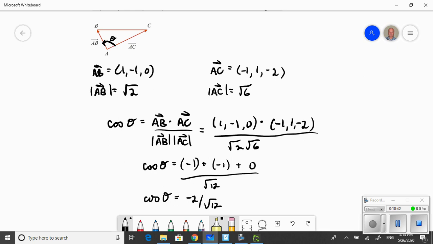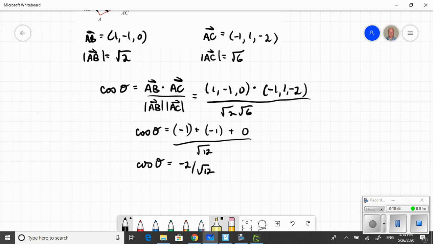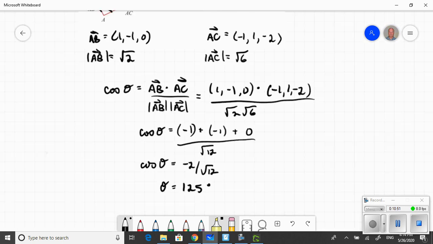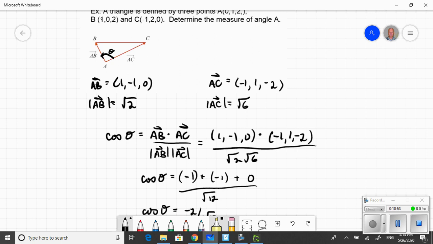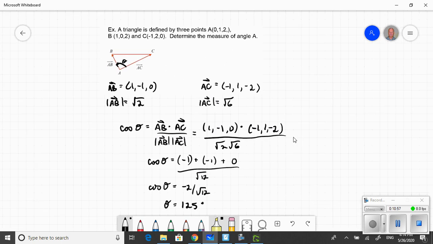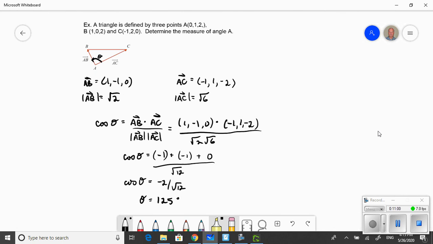If I do my inverse cosine, I get 125 degrees, and that's my angle between those two vectors. That's kind of what this looks like here. So, for given points of a triangle, we need to find the vectors that make up the sides, find the magnitude of the sides, find the dot product, and work through the cosine formula calculation to find the angle between the two vectors.